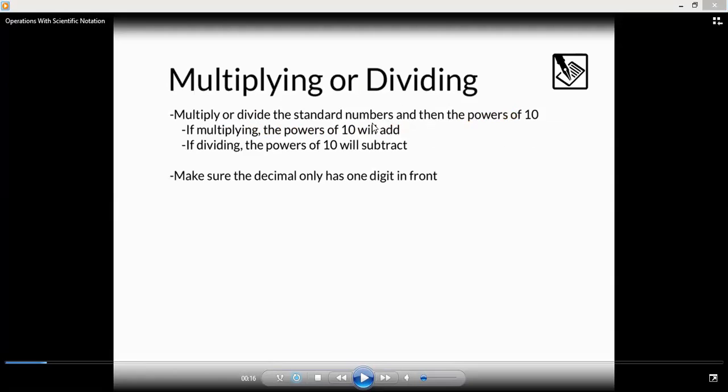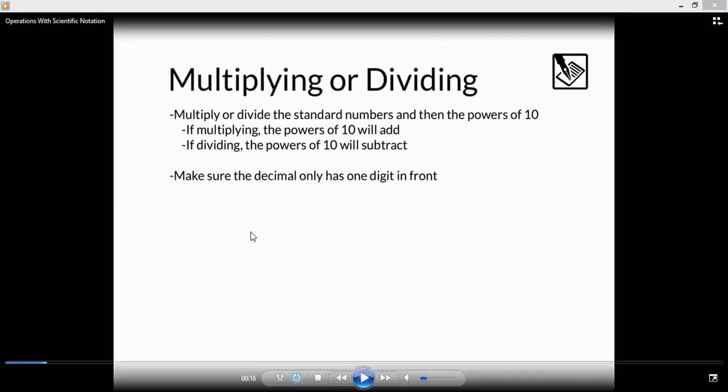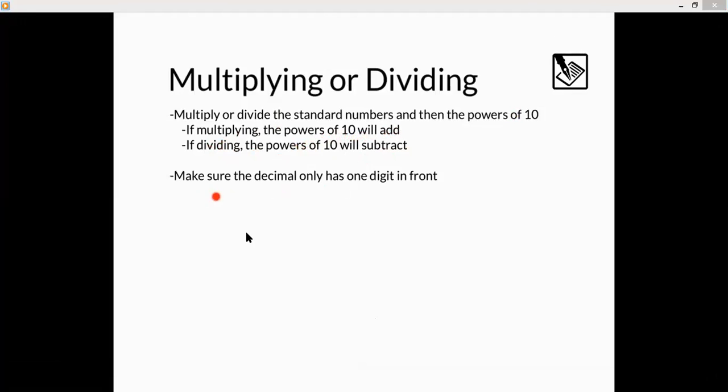Multiply or divide the standard numbers and then the powers of 10, which means we are going to rearrange the question to combine the numbers together and the powers of 10 together. If multiplying the powers of 10, we will add. If dividing the powers of 10, we will subtract. Make sure the decimal only has one digit in front.